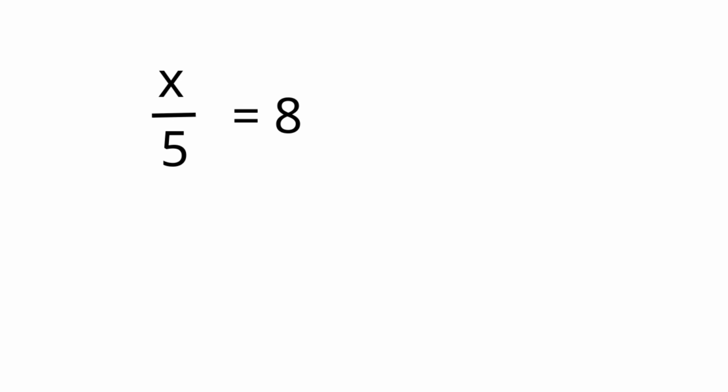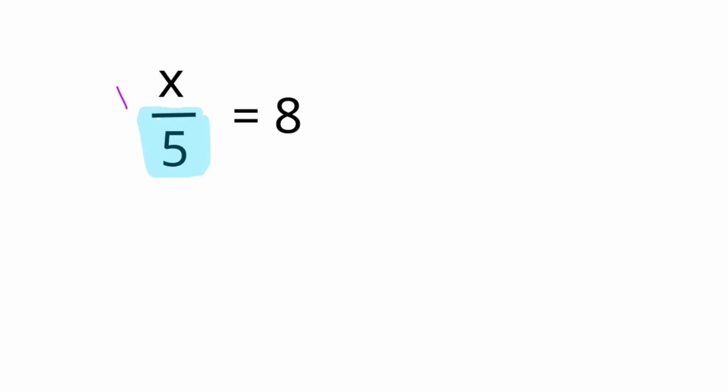Here we have a number divided by 5 equals 8. So basically, a number divided into 5 equal groups where there are 8 in each group. First, I want you to highlight your divide by 5. We have to undo divide by 5. The inverse of divide by 5 is multiply by 5. We want to multiply both sides by 5.